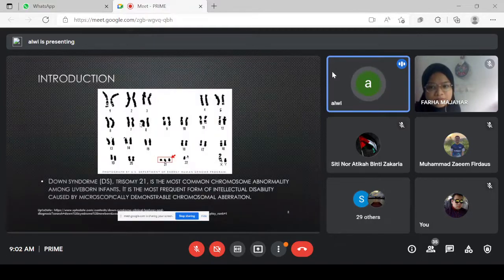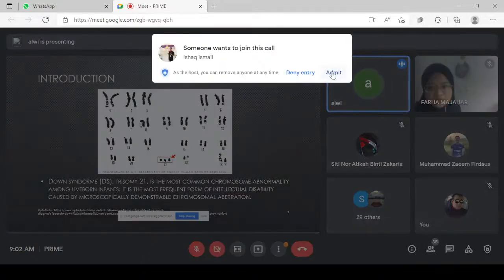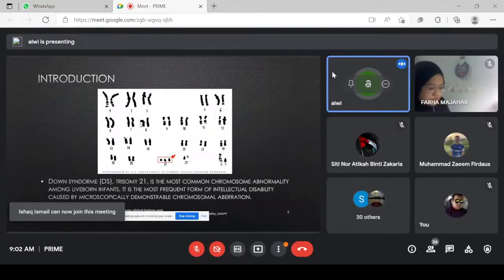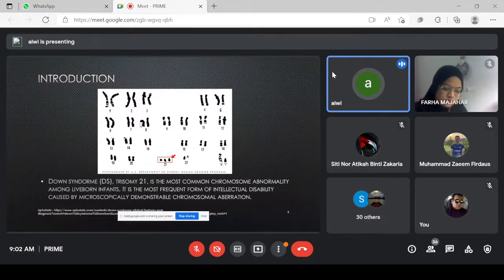So, introduction, basically Down syndrome. Remember, Down syndrome is a chromosomal anomaly. When we talk about genetics, there are a few different types of genetic anomaly, abnormality or defect. It can be at macro level, where the mutation or abnormality can be detected by conventional karyotyping.